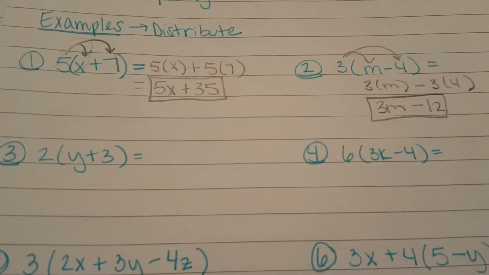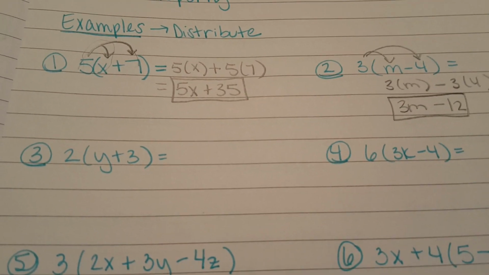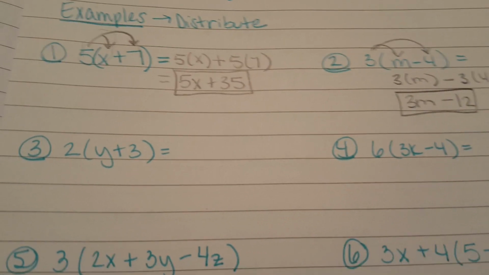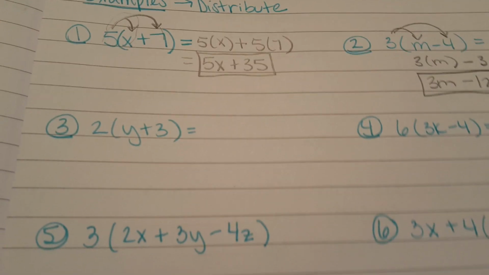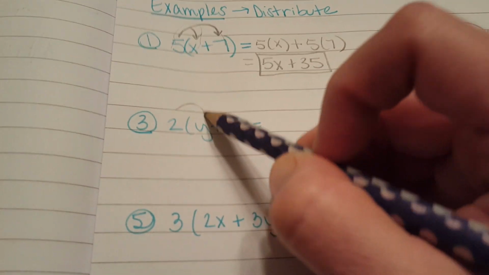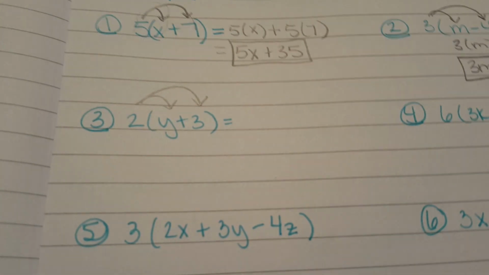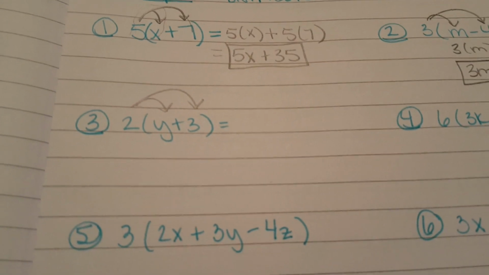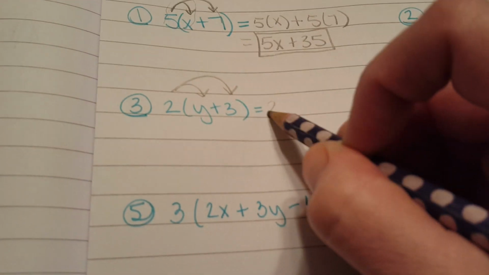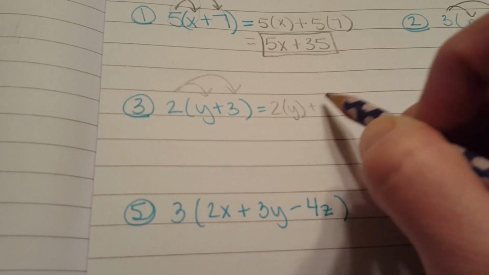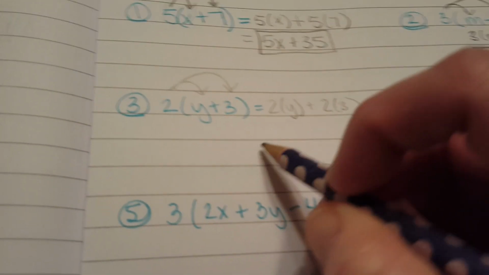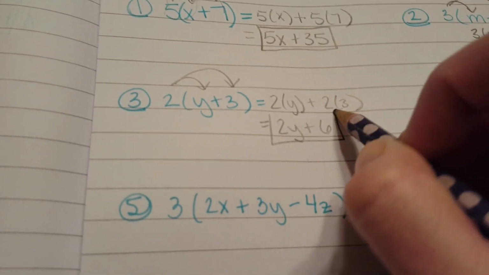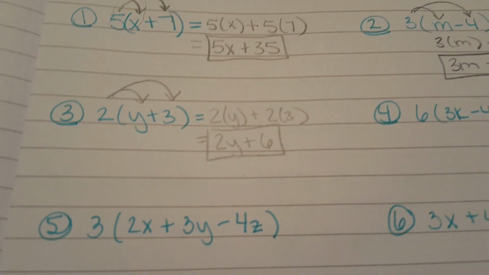And that's where I would stop there. So hopefully you're getting the hang of it. We've got 2 more that are very similar to those 2. If you'd like, you can click pause, try them, and then click play and see if you get it right. On this first one, I'm going to distribute, and I always use my arrows to remind myself to make sure to multiply by everything inside the parentheses. So this becomes 2 times y plus 2 times 3, which equals 2y plus 6. And I'm going to stop there.